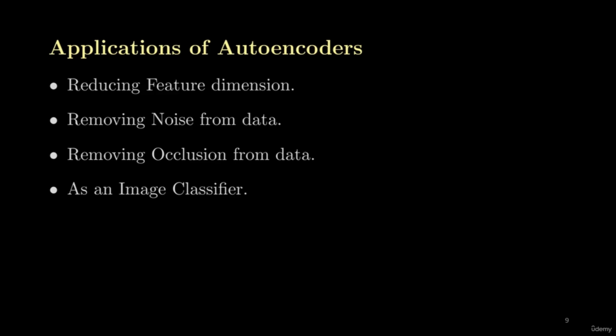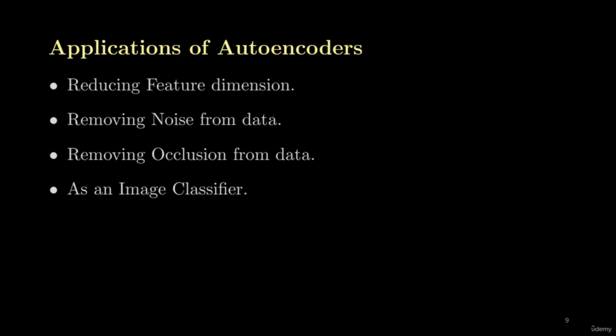In this lecture, we are going to discuss the important applications of autoencoder. The first important application is reducing feature dimension. The second is removing noise from the data. The third is removing occlusion from the data. And the fourth application is that autoencoder can be used as an image classifier.